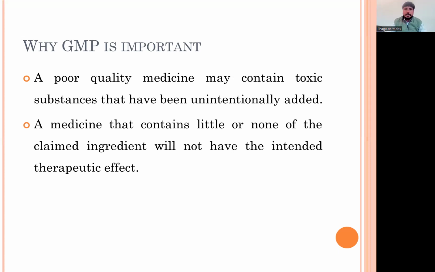It may happen that we are not getting the proper quality of the product. And the second point is that a medicine that contains little or none of the claimed ingredient will not have the intended therapeutic effect. Or it may happen according to GMP: if you are not following it, then we are not getting the claimed ingredients in the final product. Then we can make a proper effect on therapeutic effects.